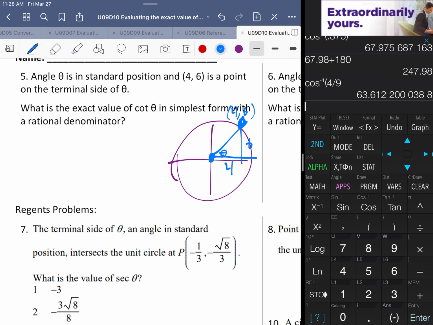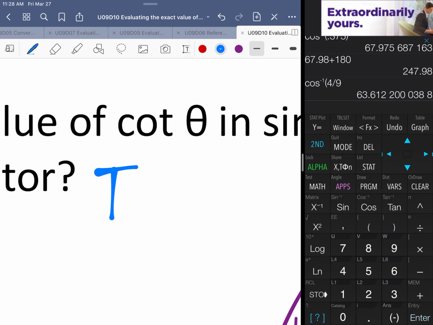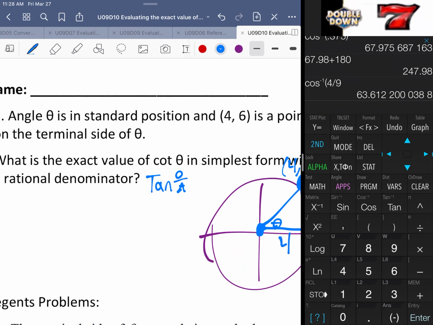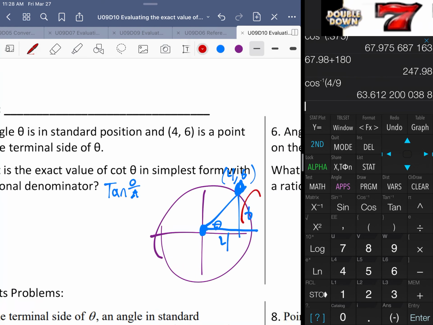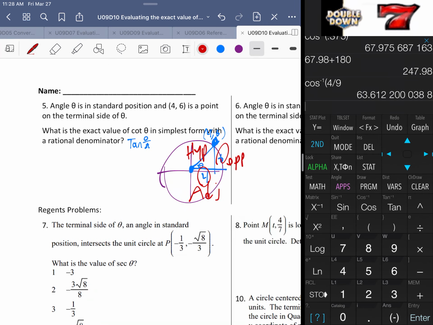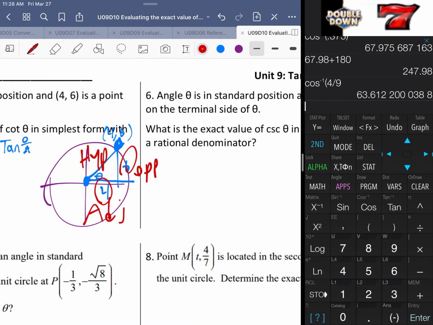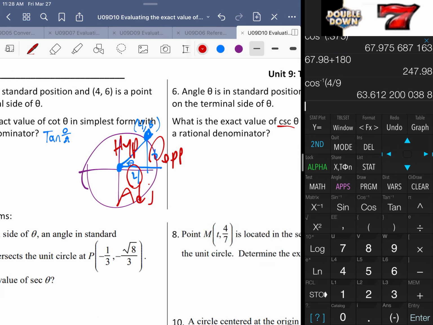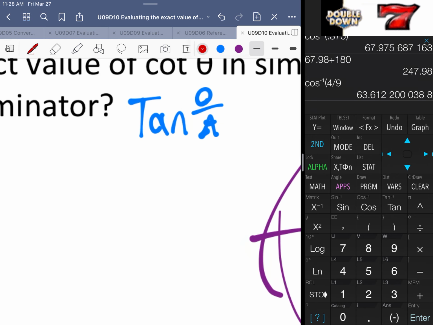The question says, what is the exact value of cotangent of theta? So cotangent is just adjacent over opposite, because tan is opposite over adjacent. Now, conveniently, based on this particular angle, we have our opposite and we have our adjacent. So we don't need to figure out what the hypotenuse is, but if we were asked for secant or sine or cosine, we'd have to do that. So if you look at the next question, you're asked for cosecant, so you'd actually need to figure out what the third side is using the Pythagorean theorem.